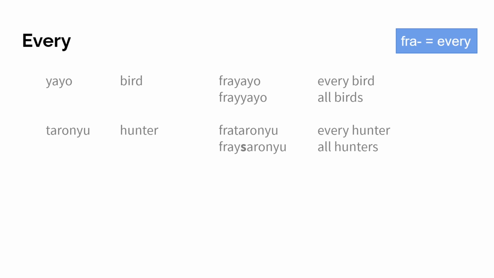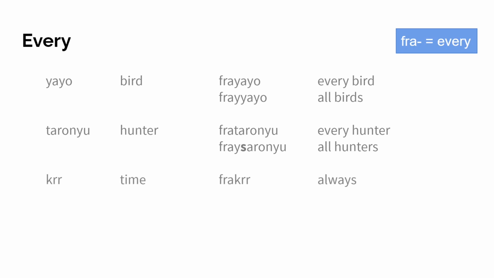Note here again, lenition. Me, pxe, and ay cause lenition, but also all prefixes that are combined with them then also cause lenition. So because frai is a combination from fra and the ay causes lenition, frai as a result will also cause lenition. So we don't have frai taronyu, but frai saronyu, all hunters.